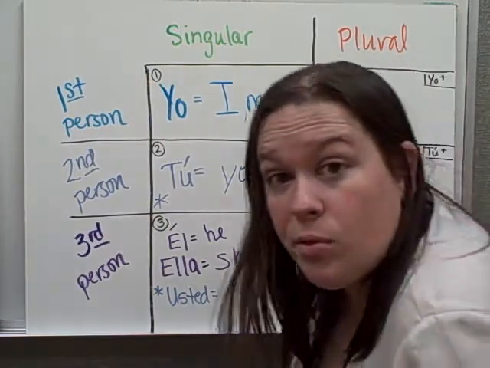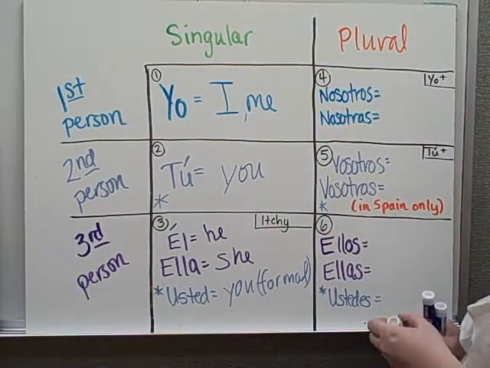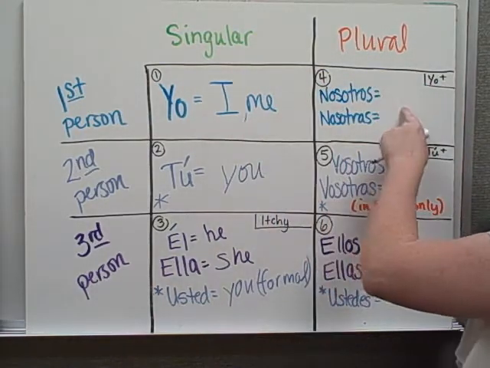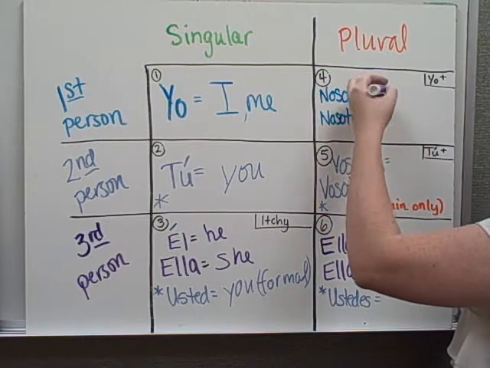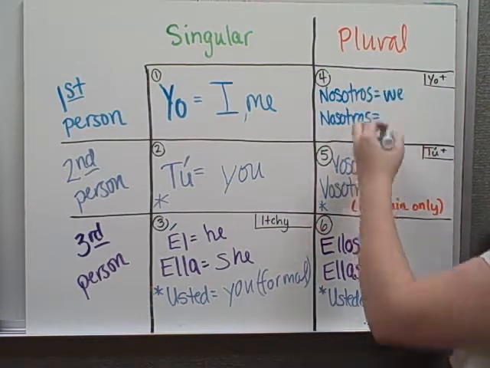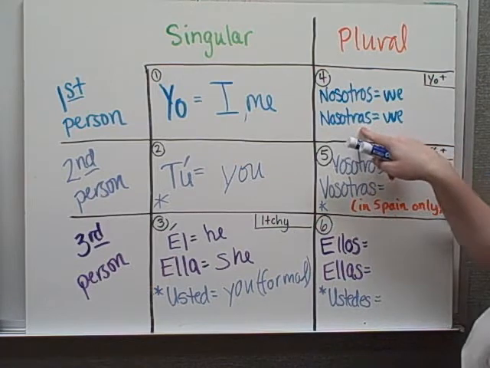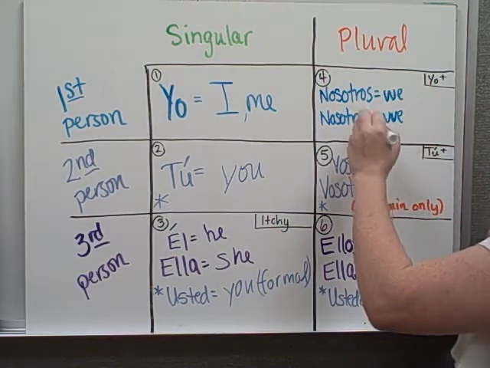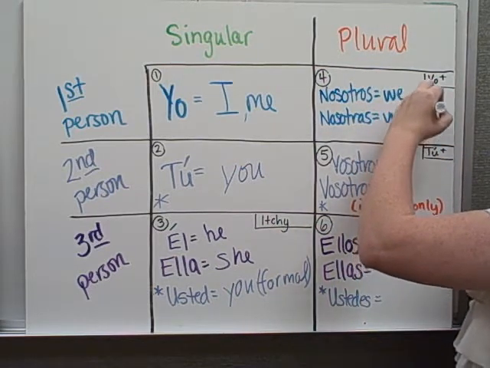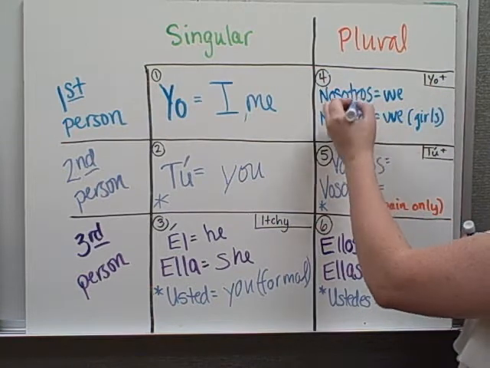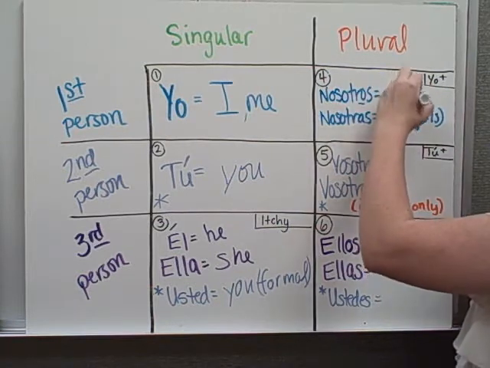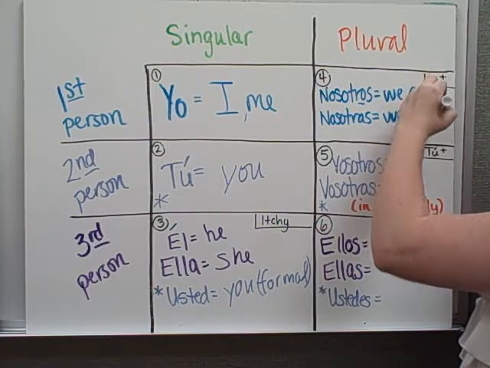Now over here in our plurals, remember, this is me and a group of people. So nosotros, me and anyone, is going to be we. However, if it's a group of all girls, you can use nosotras, only all girls. And if there's any boys at all, you'll use nosotros, we boys.